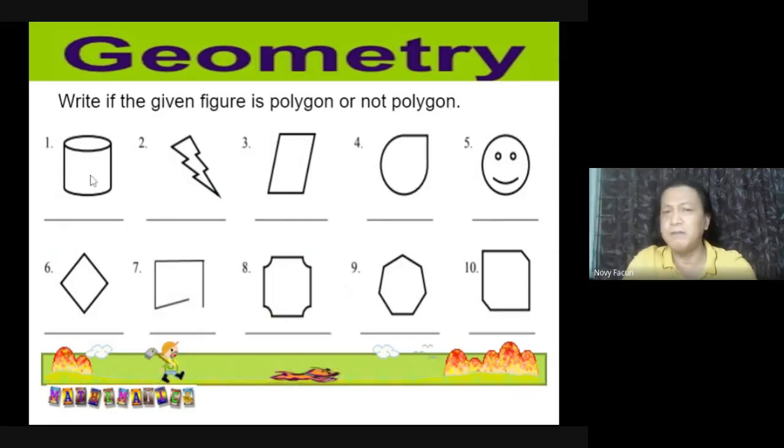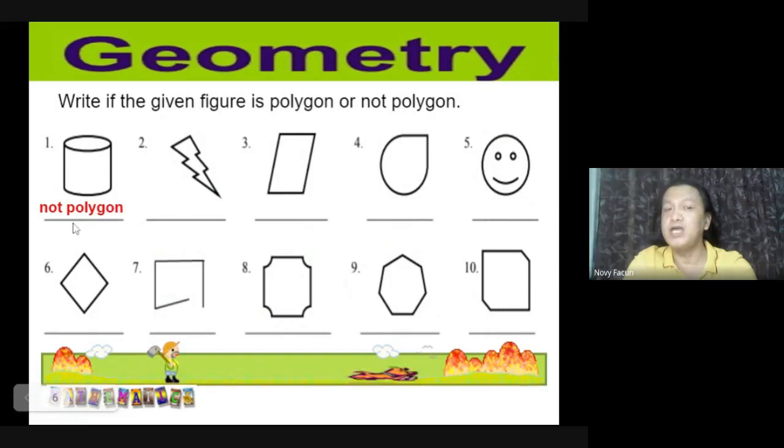So, example natin number 1. So, anong kaya to? Not polygon. Kasi kung titignan natin, meron siyang line segment. But dito naman, sa part na to, meron siyang curve. So, therefore, not polygon. And how about number 2? This is polygon because all sides are connected together. Yun yung line segment niya. At may flat surface, closed figure siya.